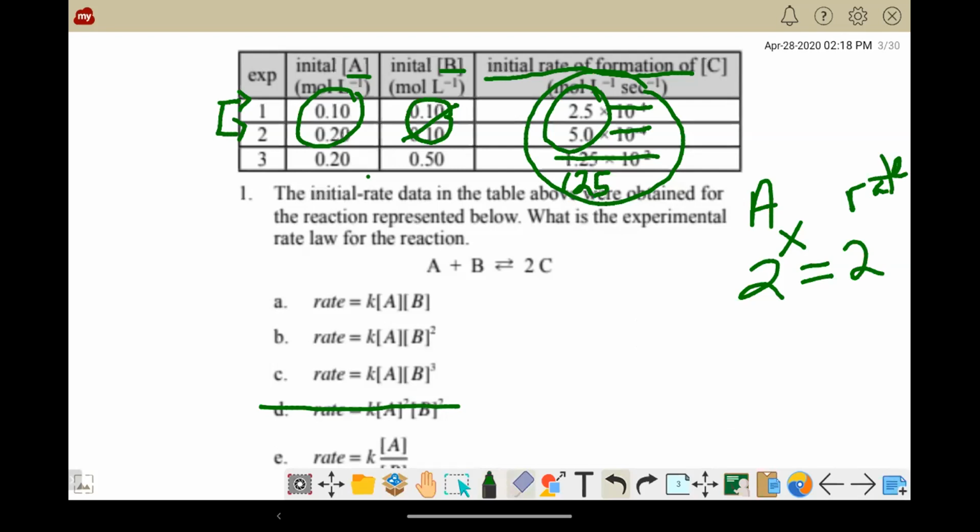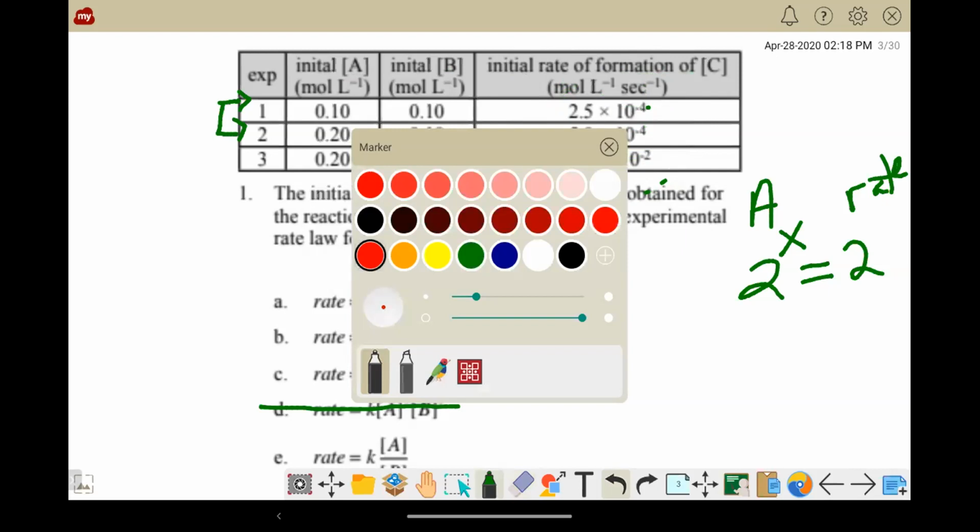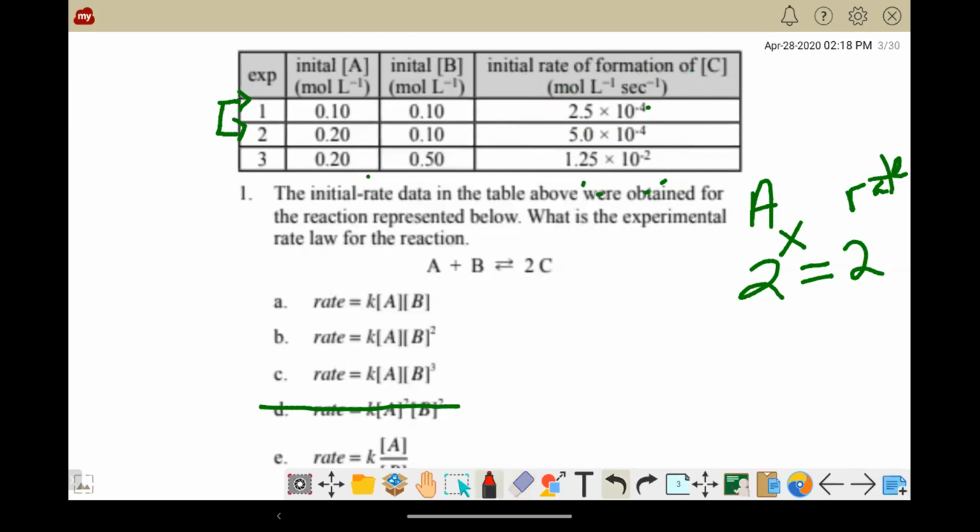And then you can do the same thing with the other reactant. So I'd like to find a case where the concentration of A remains constant, not because I don't know what effect A has, but just because I don't like to do more math than I have to. So if I have a case where I can ignore A, all the better. And that comes in experiments 2 and 3. A is a constant. I know it's not affecting the rate of the reaction.